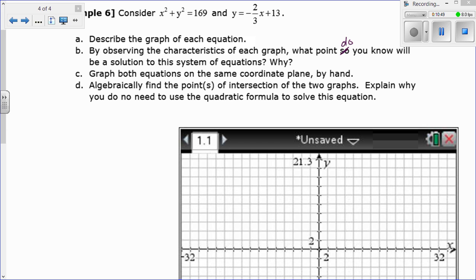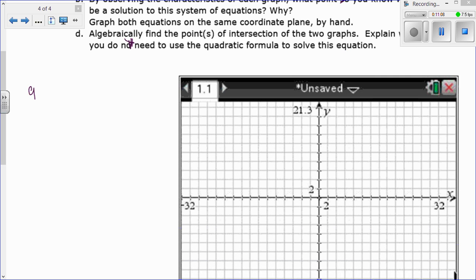Graph both equations on the same coordinate plane by hand, and algebraically find the point or points of intersection of the two graphs. Explain why you do not need to use the quadratic formula to solve this equation.